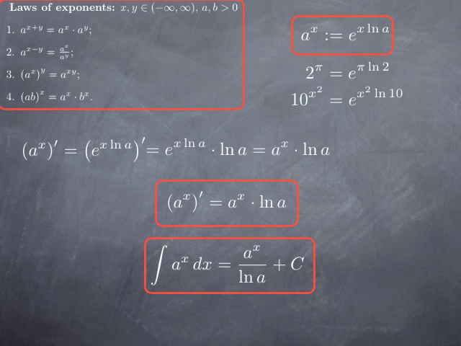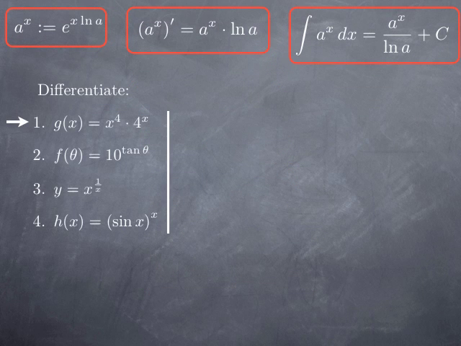If we turn around the formula in terms of integral, an antiderivative of a to the x would be a to the x divided by ln of a, because if I differentiate this, differentiating a to the x is going to give me a to the x multiplied by ln of a, and I have to cancel out that.